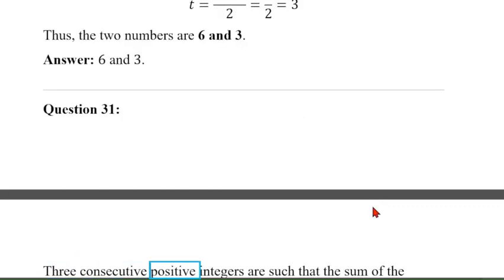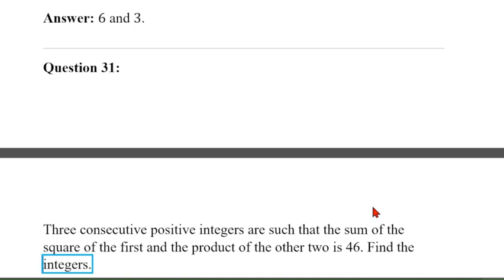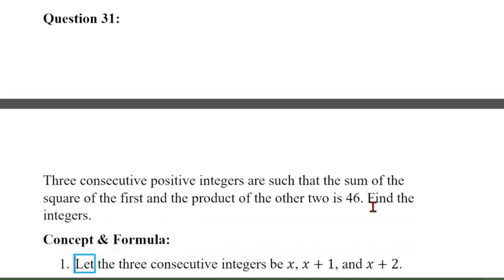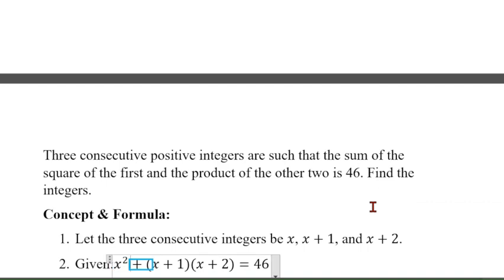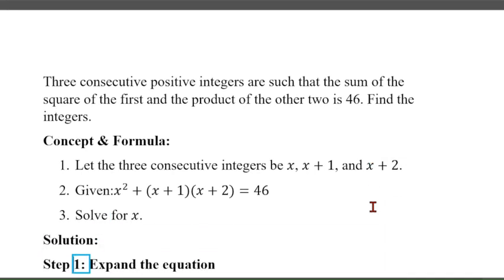Question 31. Three consecutive positive integers are such that the sum of the square of the first and the product of the other two is 46. Find the integers. Concept and formula. 1. Let the three consecutive integers be x, x + 1 and x + 2. 2. Given: x² + (x + 1)(x + 2) = 46. 3. Solve for x.